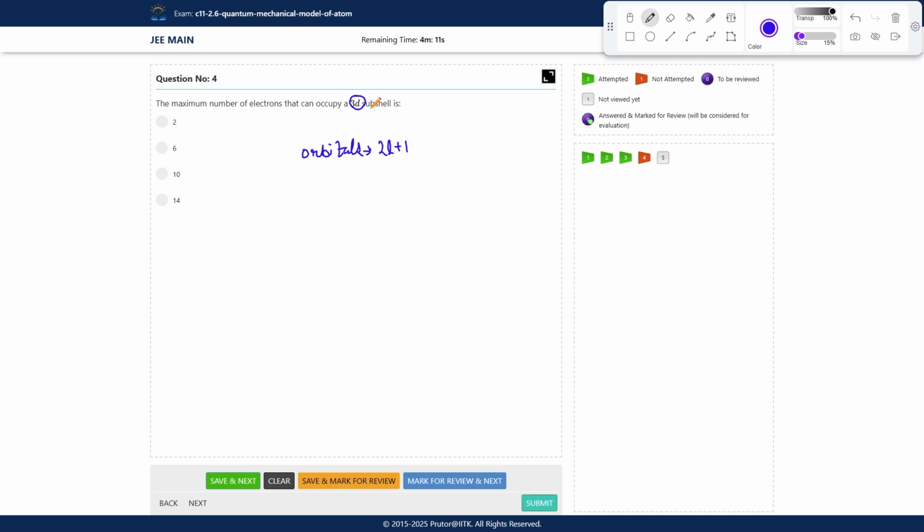See, if you put the value of l here, what will you get? 2 into 2 plus 1, so 5. So you know 5 is not the answer. No, 2n square is also not the answer, because 2n square is related to the n term. You have to calculate the number of electrons in terms of l. 4l plus 2, not 1, 4l plus 2.